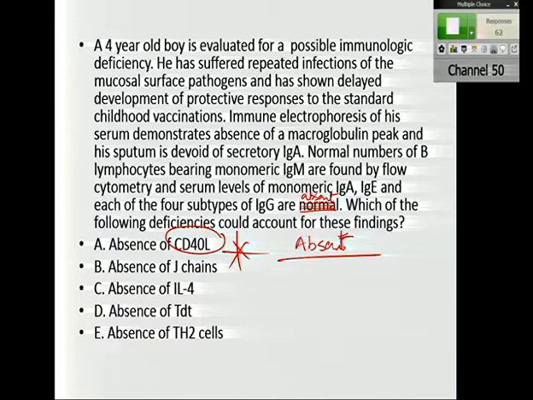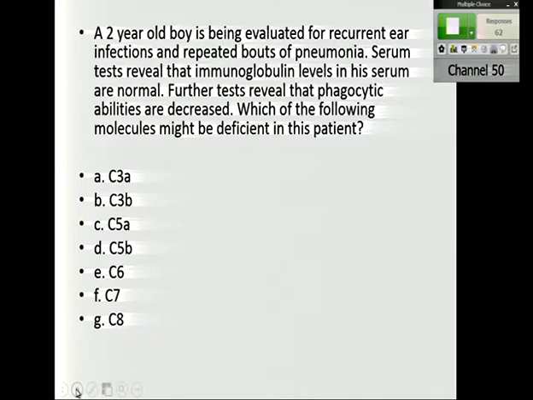Yes, but even if there is IL-4, the CD40 ligand should be there. Studies have shown that even when there is the cytokine IL-4, if CD40 ligand is missing, there is no isotype switching. Okay. What would be this one?